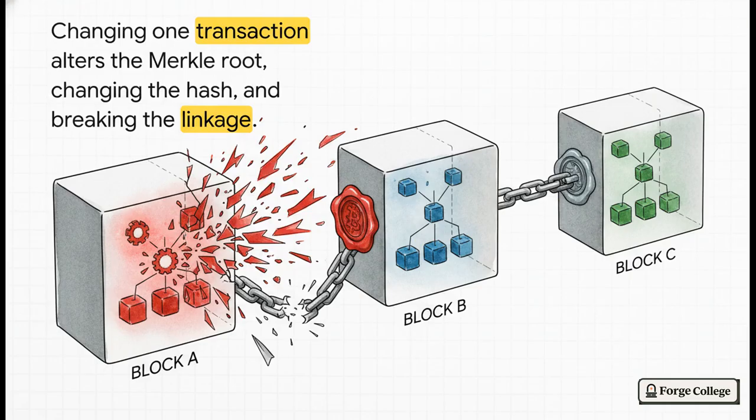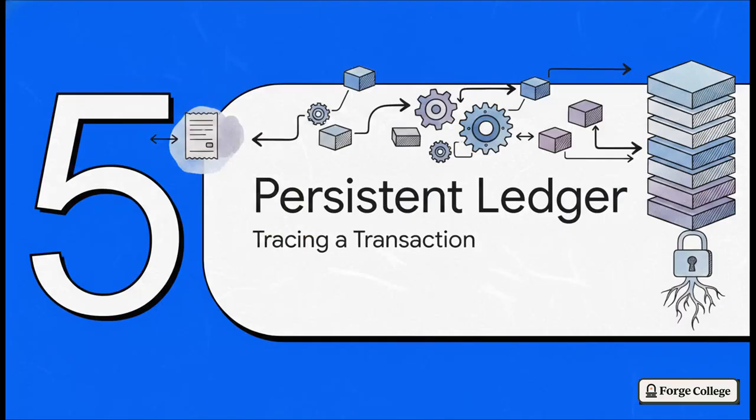Let's play this out. Say a hacker tries to go back in time and change just one tiny token amount in an old payload. Well, because of the causal chain, changing that transaction automatically alters the Merkle root. Altering the Merkle root changes that block's header hash, and because the next block's previous block hash relies on that exact header hash, snap. The chain linkage completely breaks. The wax seal shatters. Instantly the entire network knows someone tampered with the data. It is literally mathematically impossible to change history without being caught. How cool is that? Moving to Section 5, Transaction to Persistent Ledger, tracing a transaction's life cycle.